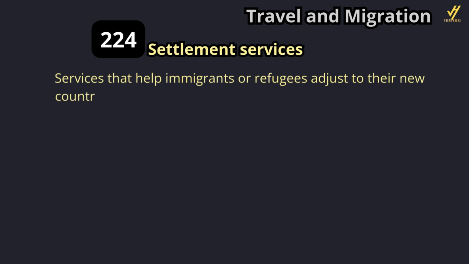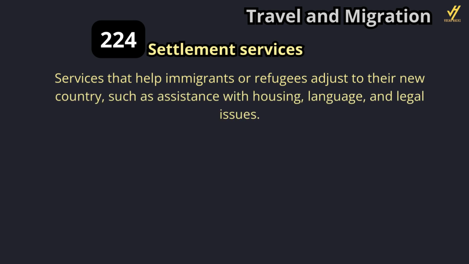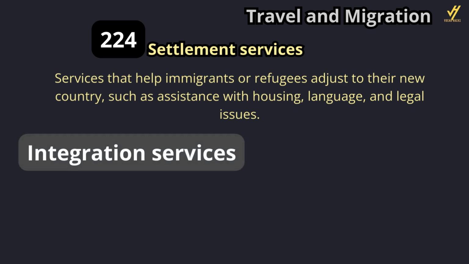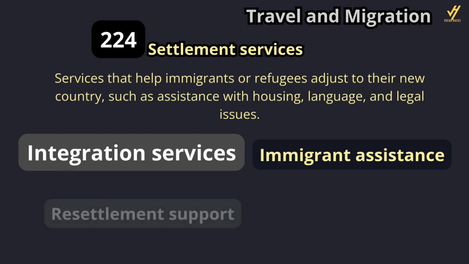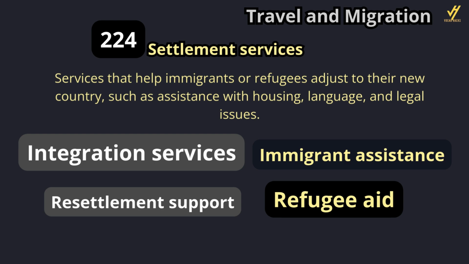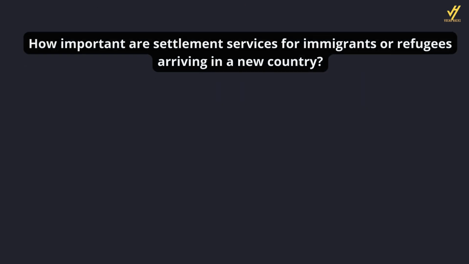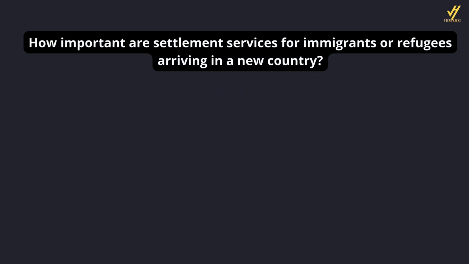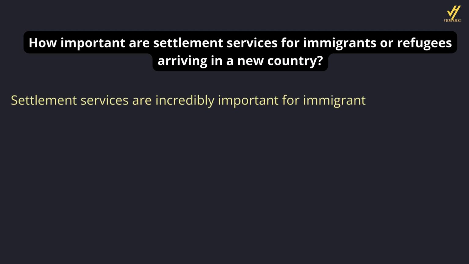Settlement services. Services that help immigrants or refugees adjust to their new country, such as assistance with housing, language, and legal issues. Integration services. Immigrant assistance. Resettlement support. Refugee aid. How important are settlement services for immigrants or refugees arriving in a new country?